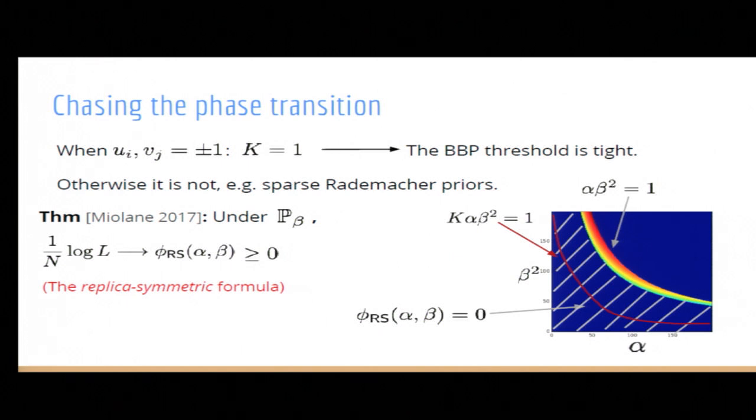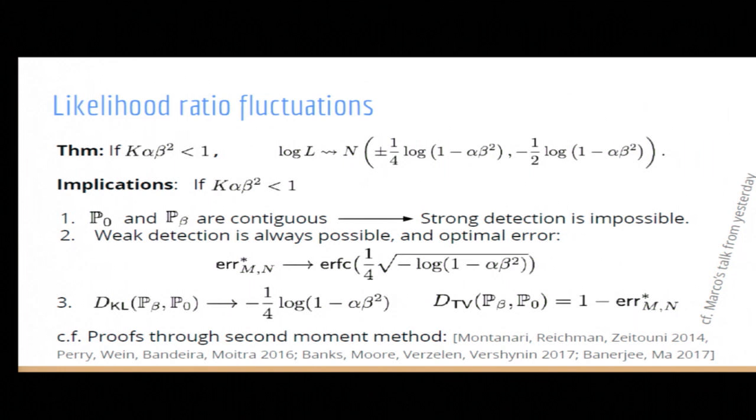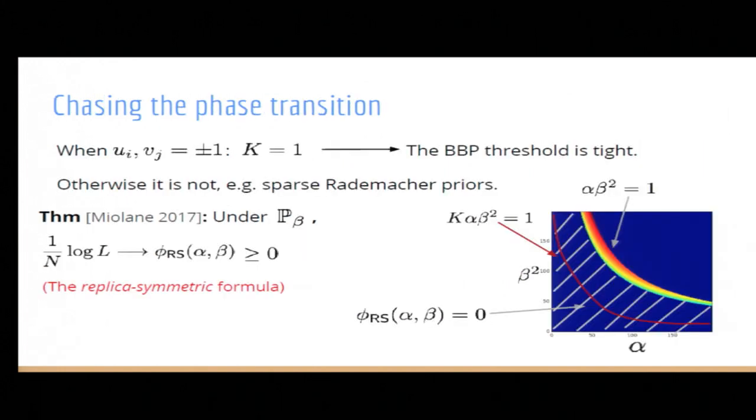So, is our result optimal? There is a k that appears in the result here. I told you that it is always greater than or equal to 1. In the case of Ising spins, if the U and V are plus or minus 1, it turns out that this k is equal to 1, so the BBP threshold is tight. Otherwise, it is actually not.